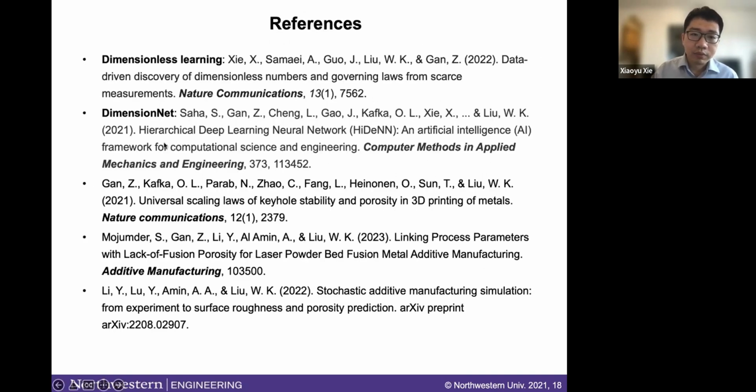And here are some references. The first paper is today's topic, the second paper is about dimensionless learning, and the last three papers are about additive manufacturing and how we do the predictions.